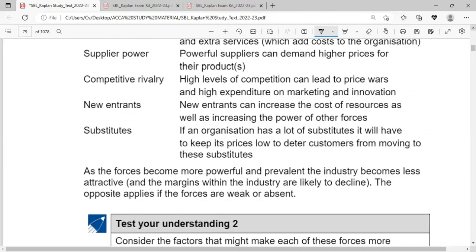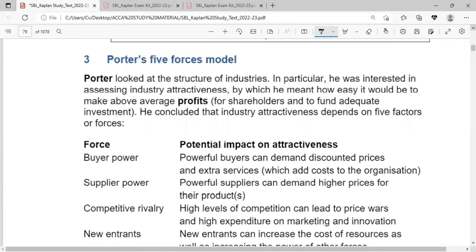Now we are moving towards the second topic which we need to discuss today, and then we will do a question which will cover PESTLE and Porter's Five Forces both. Porter's Five Forces, what does it say? It is also called competitive forces.